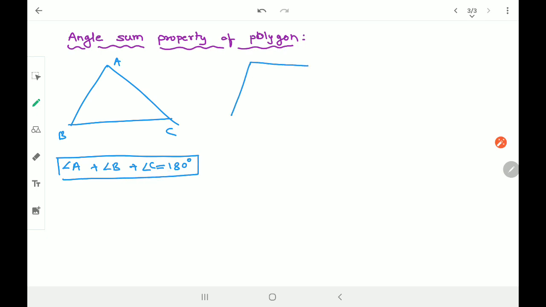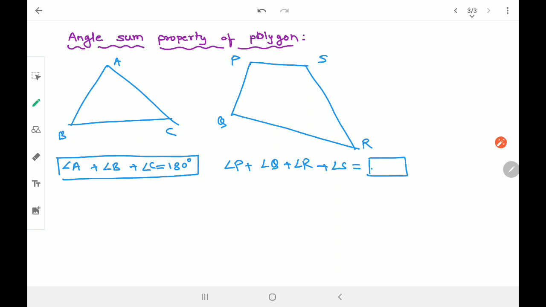Similarly, there is a specific property for quadrilaterals as well. In case I take a quadrilateral PQRS, angle P plus angle Q plus angle R plus angle S also has some specific value. Similarly, if I take a pentagon and add all these angles A, B, C, D, E, I will get a specific value, and that's called the angle sum property of polygons. So what is that specific value? Let us discuss that now.